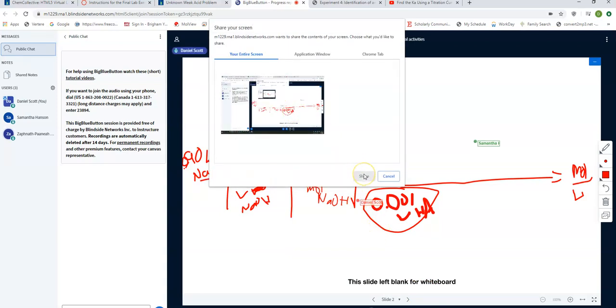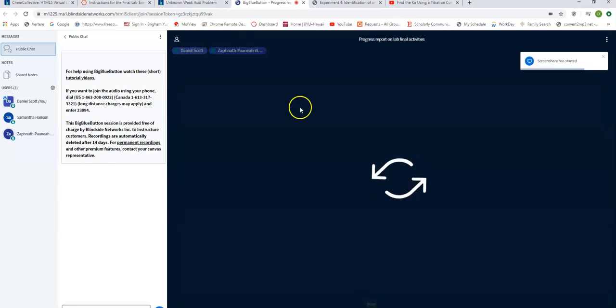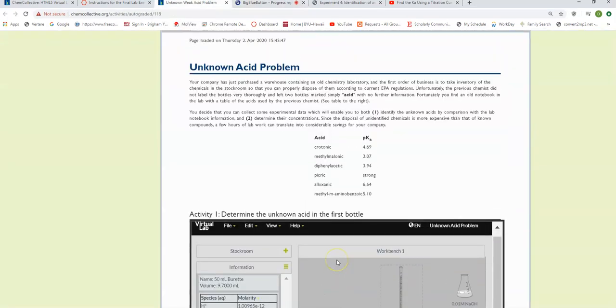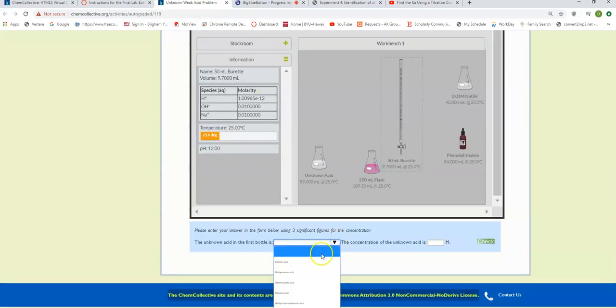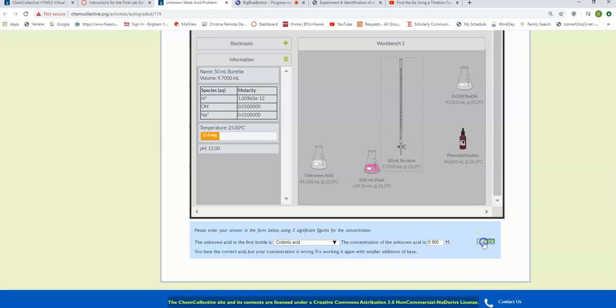Let's share the board. So what did we say the acid was? Crotonic acid? Yes. And three significant figures, 0.900. Is that true? Yes. It was right at 45. Are we lucky? Oh, we're not lucky.